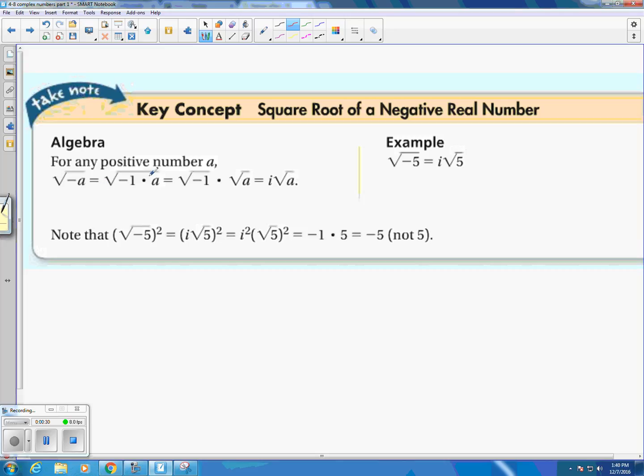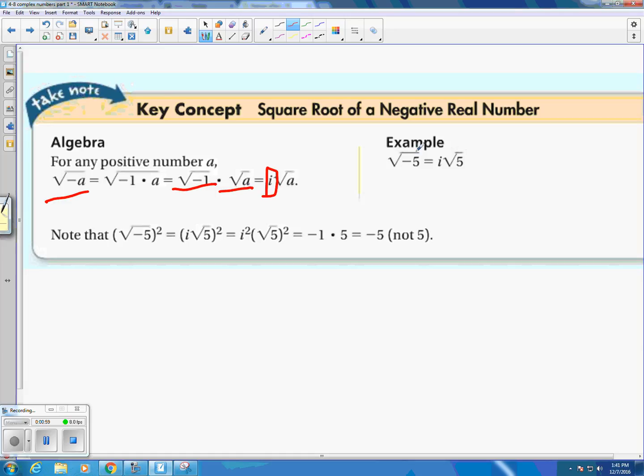When we are taking the square root of a negative number, we can now use the value of the imaginary unit i. So we are going to separate the square root of -a into the square root of -1 times the square root of a, because we know that the square root of -1 is i. So we now found the square root of -a to be i times the square root of a.